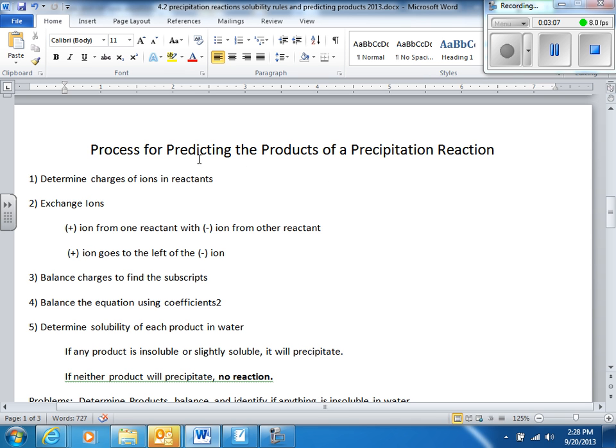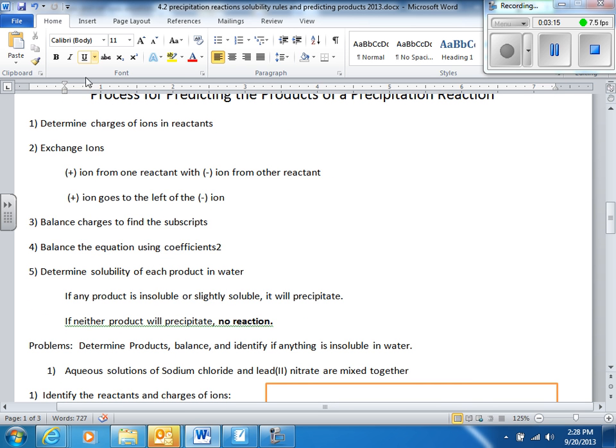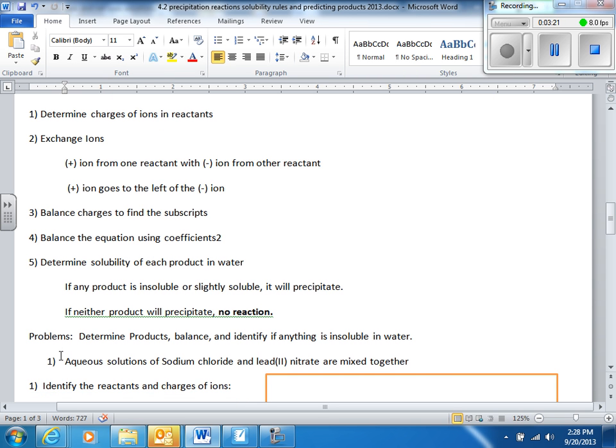Okay. You're going to learn how to predict the products of a precipitation reaction. So these are our steps, and don't worry about what the steps say. We're just going to go through examples, and we will follow the steps as we do an example. So here's a problem. You're going to determine products, you're going to balance the reaction, and you're going to identify if anything is insoluble in water. So aqueous solutions of sodium chloride and lead(II) nitrate are mixed together.